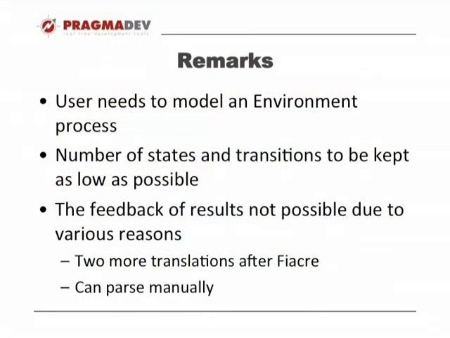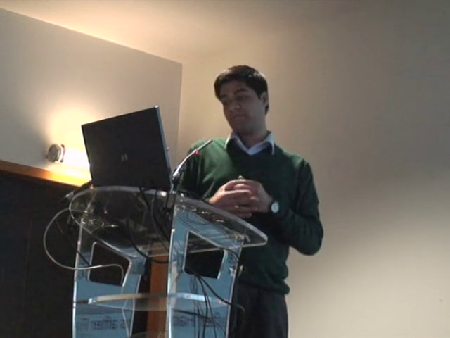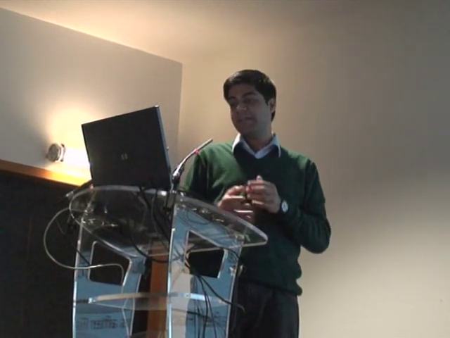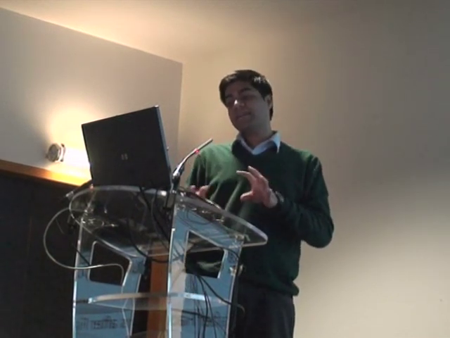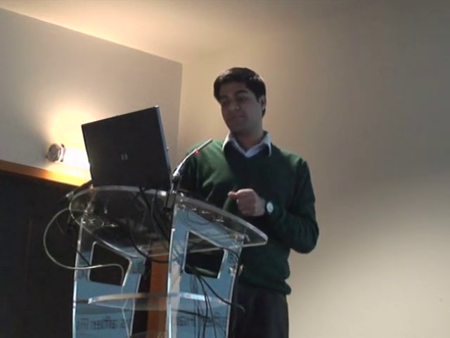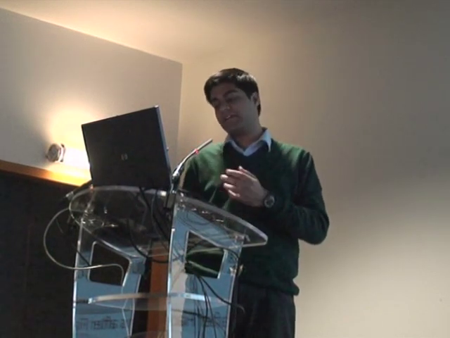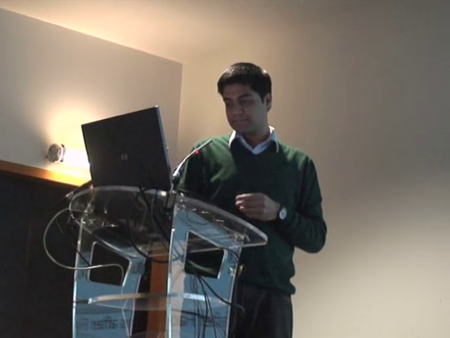Of course, the number of states and transitions is to be kept as low as possible. The biggest problem in model checking is the state space explosion problem. It needs to be counteracted by keeping the states and transitions as low as possible in the translation rules, and we try to do that as far as possible.